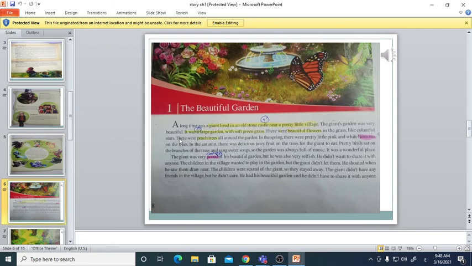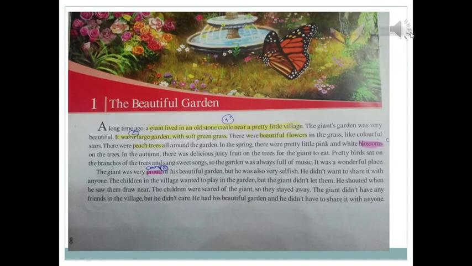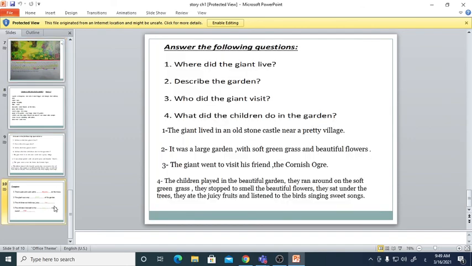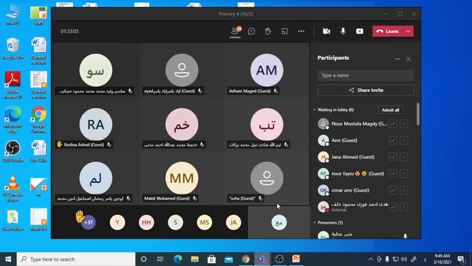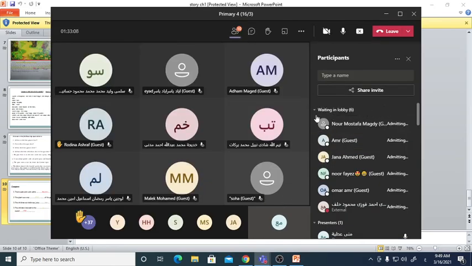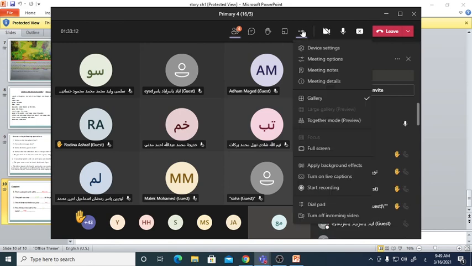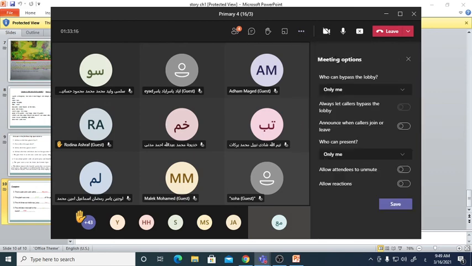And that's the story. Let me just try to do something. I was trying to play the audio, but I don't know why it's not available. Okay, I just read it for you, and I explained the new vocabulary. I answered the two pages of the booklet. I don't know if you have any questions. Let me just try to do something. Can you hear me?